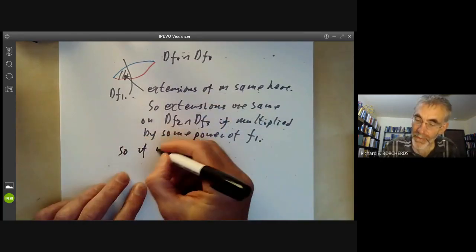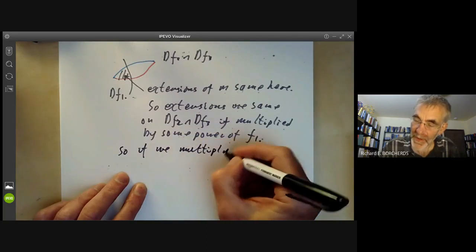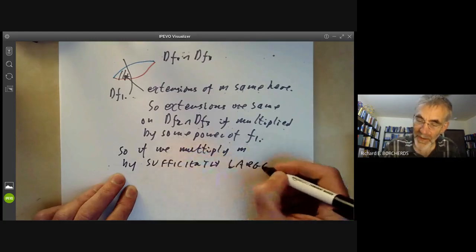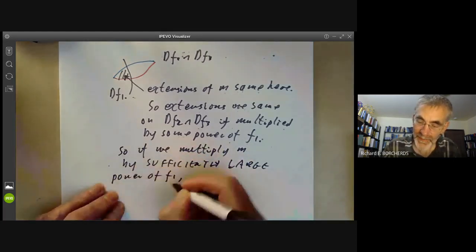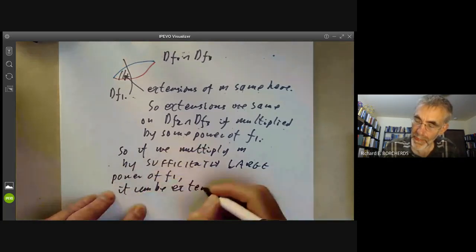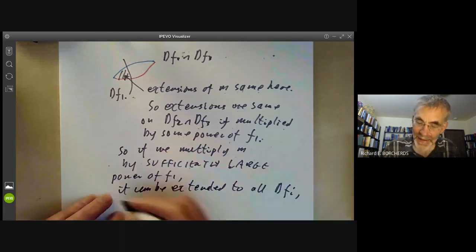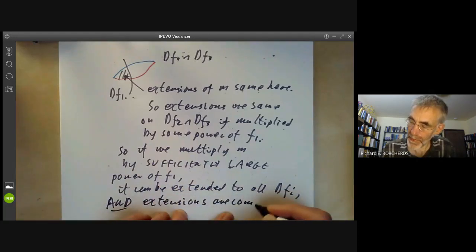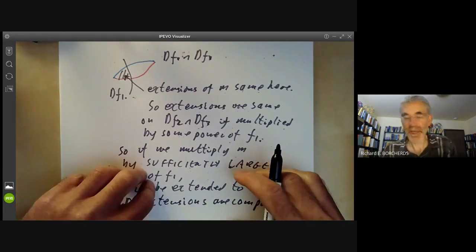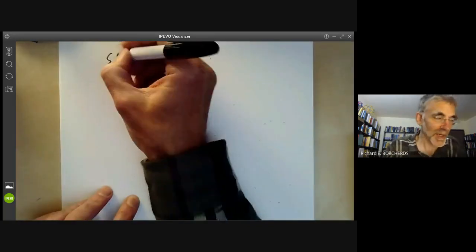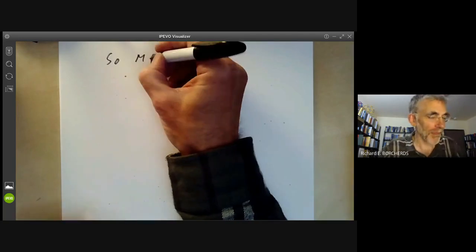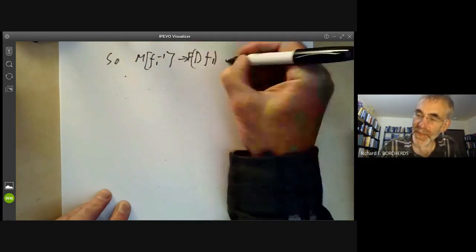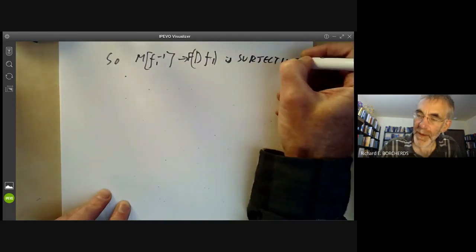If we multiply m by a sufficiently large power of f, it can be extended to all the D(f_i)s, and the extensions are compatible. So if you unravel all this, this means that M_{f1} maps to F(D(f1)) is surjective, and therefore an isomorphism.